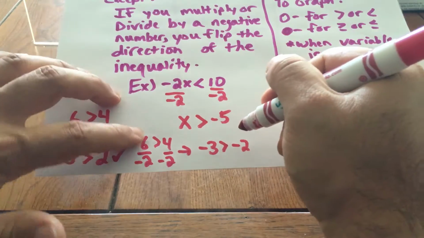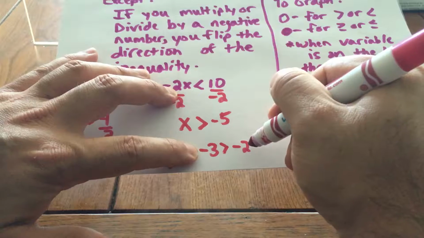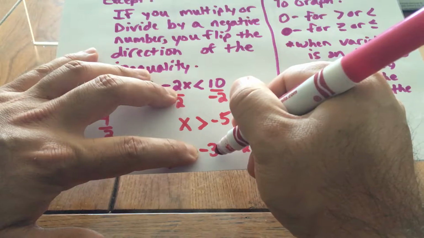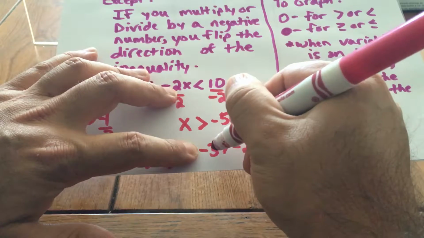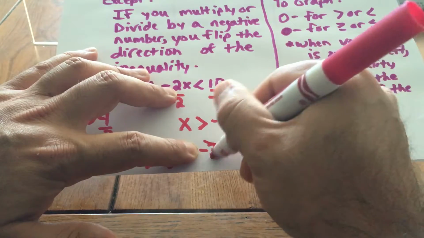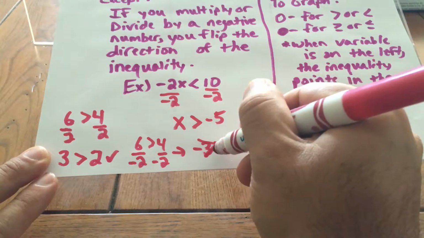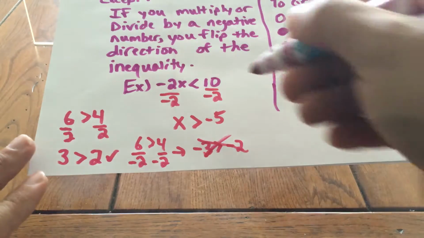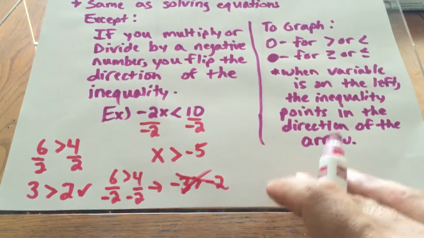Now the question is, if we leave that inequality the same, is this still true? Of course not. Remember, in negative land, the bigger the actual number gets, the smaller it actually is. So -3 is not bigger than -2. And so in order to make that true, we have to flip the direction of the inequality. And that's why we have to do it whenever we're solving an inequality.